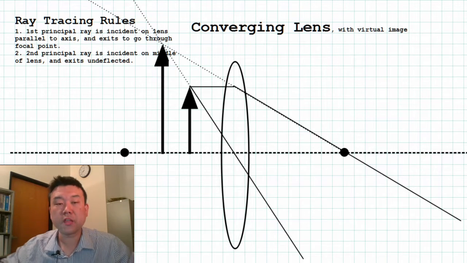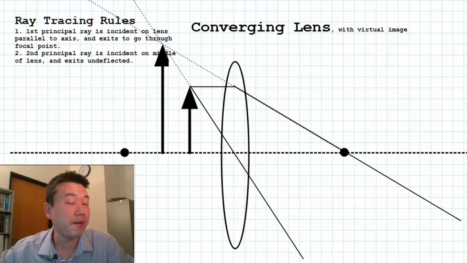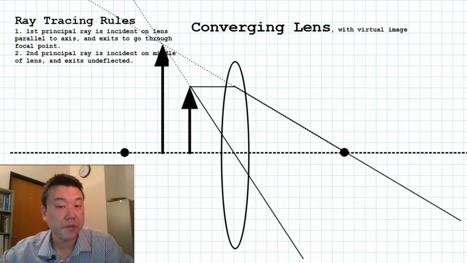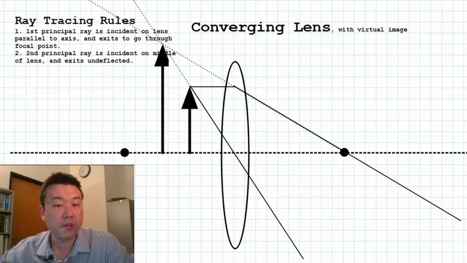The formulas that we were using before continue to work. So the algebra is pretty simple. Okay, let me show you your third example where you get a virtual image with a diverging lens.